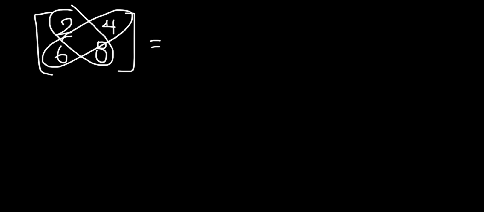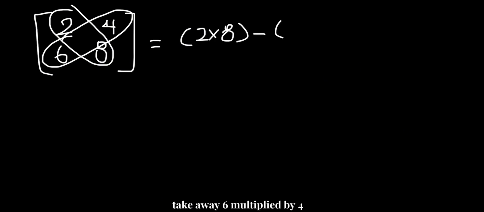Another operation that you need to be aware of is to find the determinant of the matrix. Now let's take the same matrix that we had previously, and that was 2, 4, 6, and 8. To find the determinant, we need to multiply 2 by 8 and subtract it by 6 multiplied by 4. So it would be 2 multiplied by 8, take away 6 multiplied by 4.